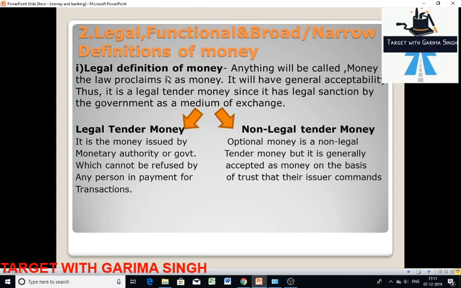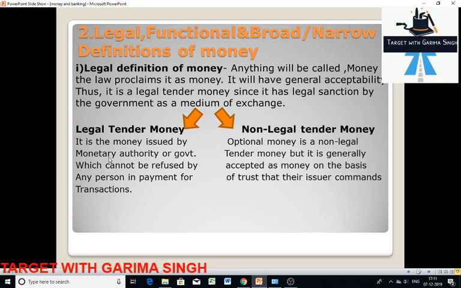Money has been defined differently on different bases like legal acceptability, its function, scope, etc. First one is the legal definition of money. According to this definition, money is what the law says it is. Anything will be called money if law proclaims it as such. Thus, it is legal tender money since it has legal sanction by the government as a medium of exchange. Legal tender means money under the law of the land.